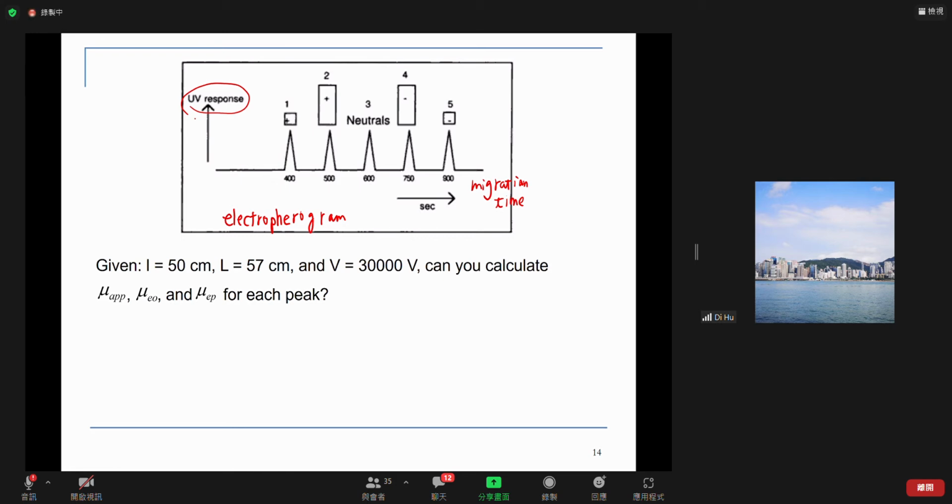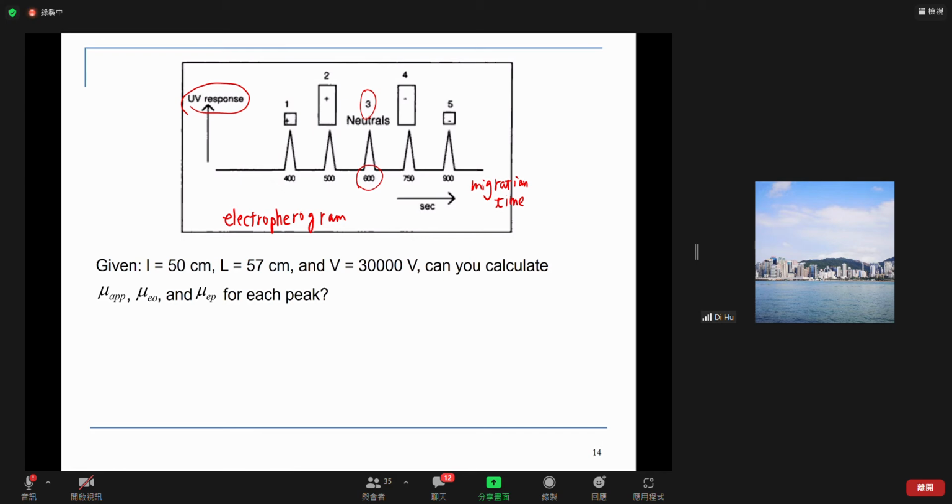Okay, and this is a very typical electropherogram. You can see those 5 peaks that are separated from each other. I already know that number 3 is a neutral compound, so its migration time is 600 seconds. And the migration times for all the others are shown here.